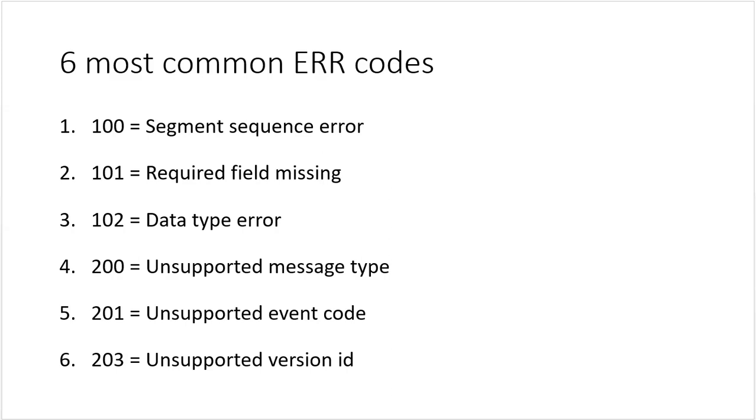Error code 200 is an unsupported message type. If instead of an ADT you had an ADZ in MSH9, that would be an unsupported message type because it doesn't even exist. Error code 201 is an unsupported event code. We know that there are 62 event codes for ADT messages, so if you had an ADT A77, that would be an unsupported event code because they just don't go up that high. And error code 203 is an unsupported version ID. If the version ID, instead of being HL7 version 2.5, was 2.555, that will give you an unsupported version ID.